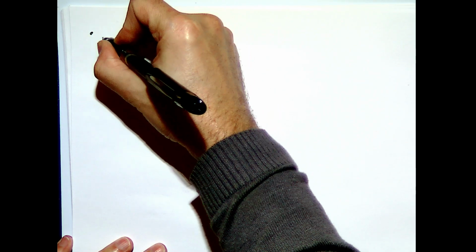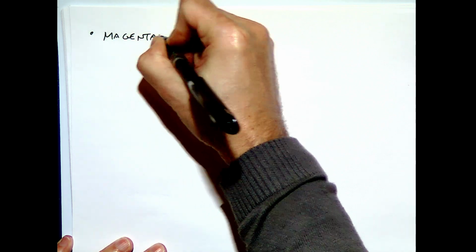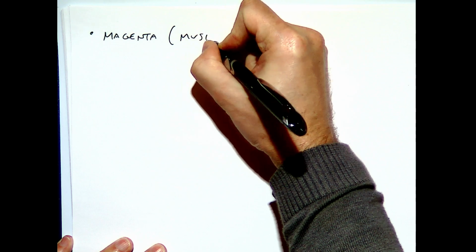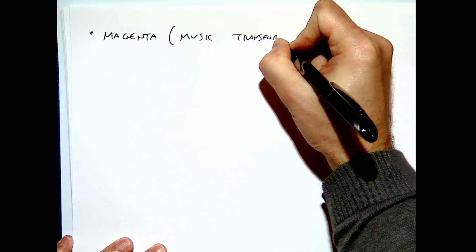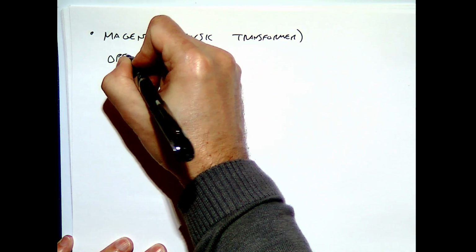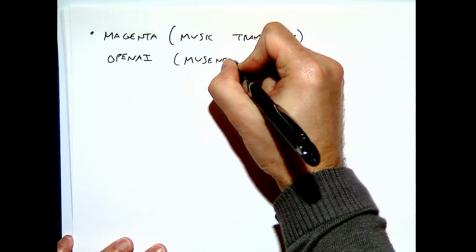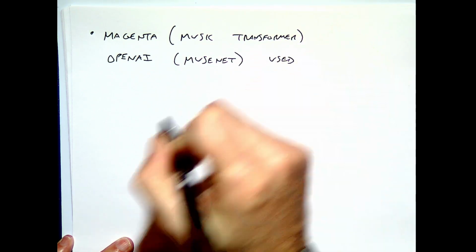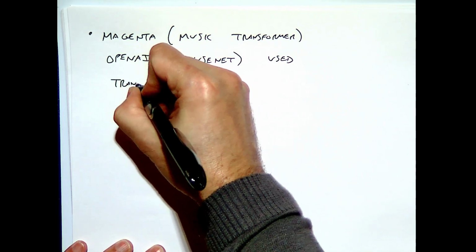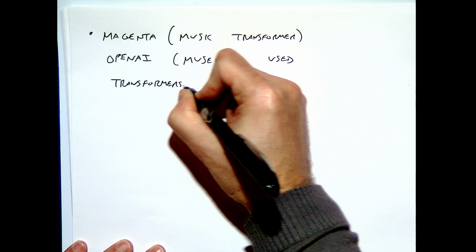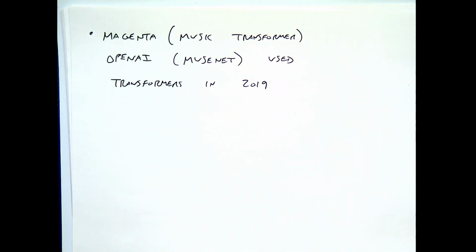And so when transformers came out, both Magenta, in terms of what they defined as the Music Transformer, and OpenAI, with what they called MuseNet, used transformers, and I believe this was in 2019, more or less.